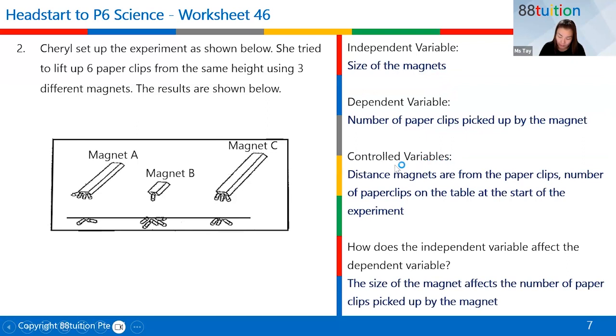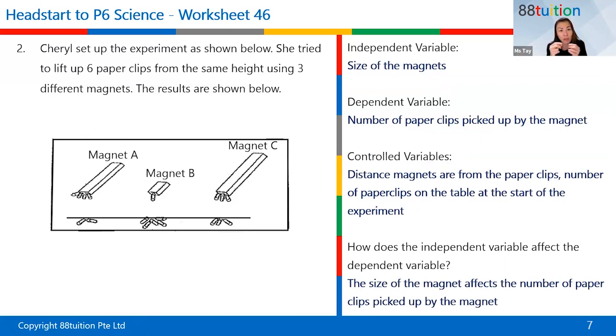Okay, so what must stay the same? Distance the magnets are from the paper clips. Number of paper clips on the table at the start of the experiment. Some students will even say how the paper clips are being arranged. They must be arranged in the same manner for each of the magnets to attract.